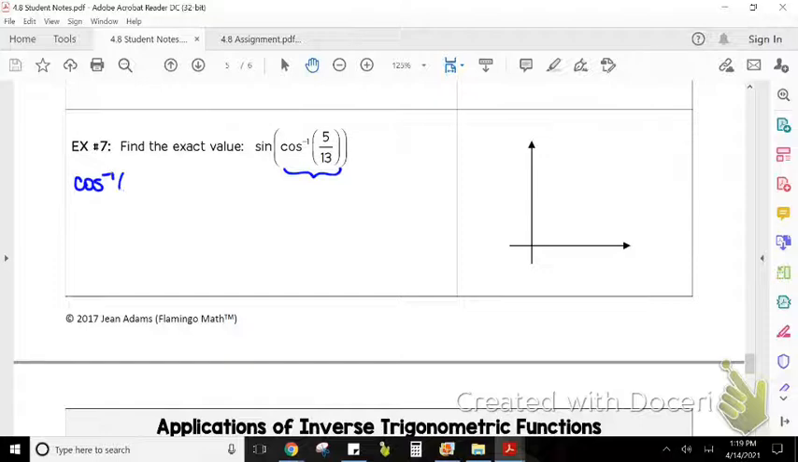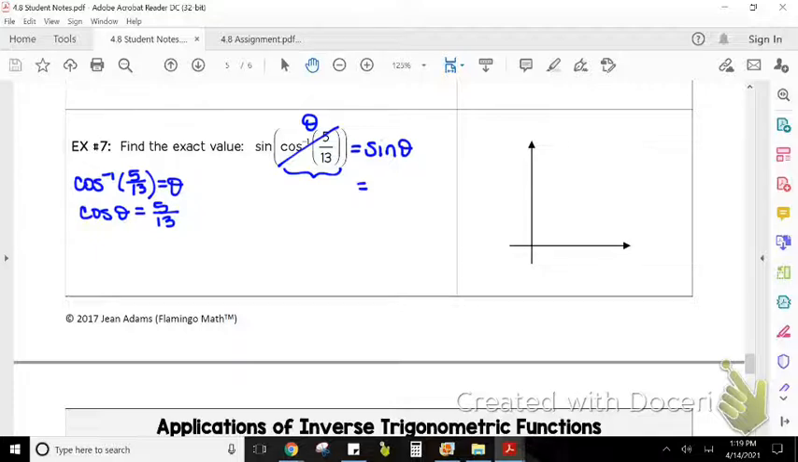So the inverse cosine of 5 over 13, and we know because it's the inverse, we're looking for theta, which means all of that's theta, so in the end, I'm just going to find sine of theta. So I'm going to rewrite my inverse cosine piece here. It means I'm looking for cosine of what angle would give me 5 over 13.